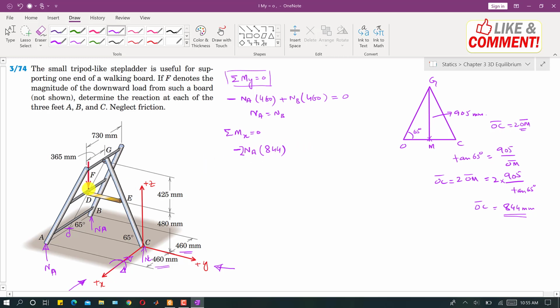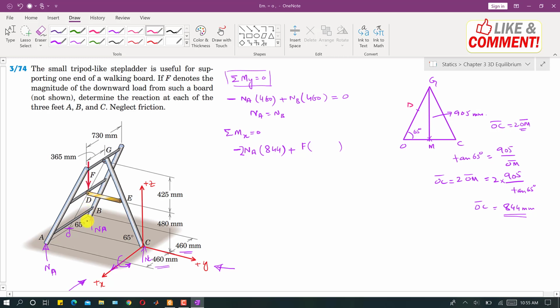Then, as we can see, this F is producing a moment about the x-axis in this direction. If we curl our right hand fingers, the thumb will point in the positive x. So I will write plus F and the perpendicular distance. Let's say this is the point D where F is acting, the point of application of this force.